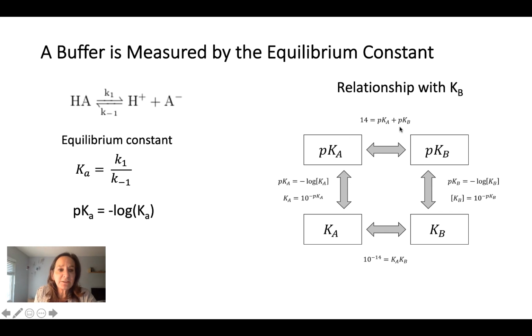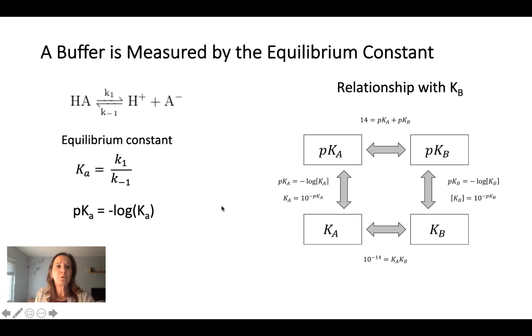And when we add these two together, again, this would be the weak acid and its conjugate base, or the weak base and its conjugate acid, they equal 14. The relationship of the Ka and Kb is that the Ka times the Kb is equal to 10 to the negative 14.